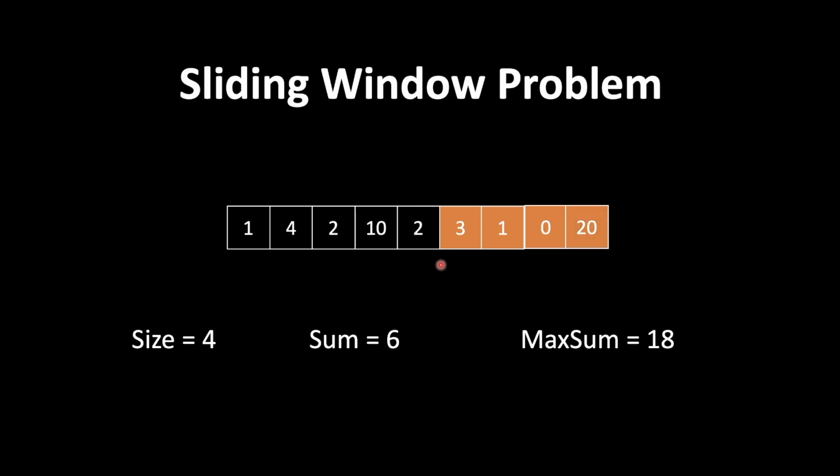We lost 2 here and got 20. We are at 6. We got 20 and we lost 2, and that is equal to 24, and 24 is greater than our maximum sum. We will update it, and then we will return our maximum sum.